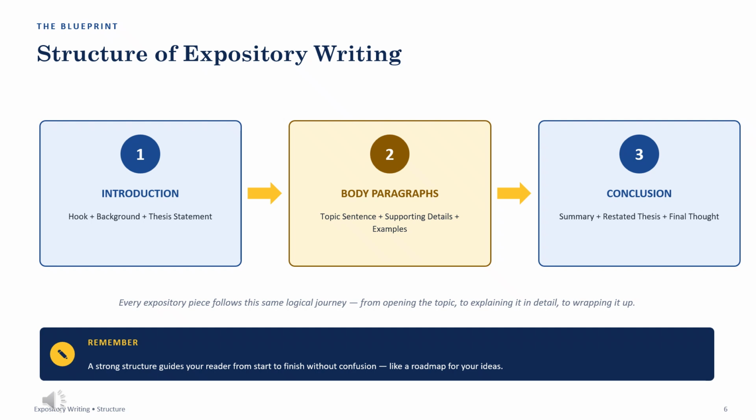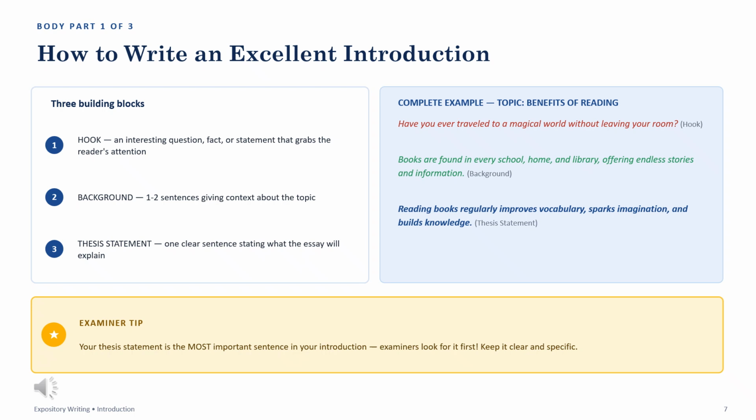We start with Part 1, the introduction, which includes a hook, background information, and your thesis statement. Then we move to Part 2, the body paragraphs, where you present your topic sentences, supporting details, and concrete examples. Finally, we reach Part 3, the conclusion, where you summarize your points, restate your thesis, and leave the reader with a final thought. Remember, a strong structure guides your reader from start to finish without confusion, just like a roadmap for your ideas. Let's break down the introduction.